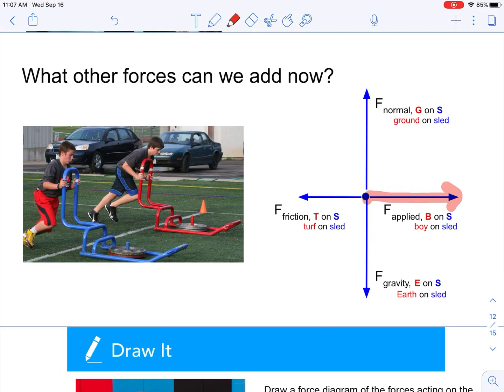Originally, we started off by saying that we have an applied force, which is the boys pushing it. And we could also add in now that there's going to be some friction as they're pushing on that. We can point out that there's going to be gravitational force pulling down, but there's also a normal force of the ground pushing up.